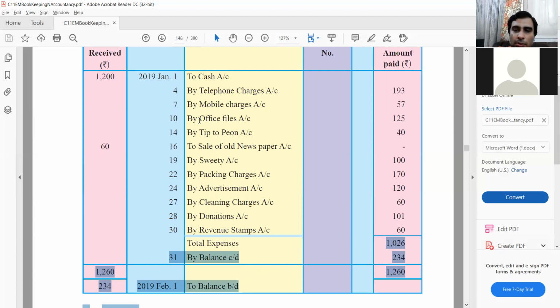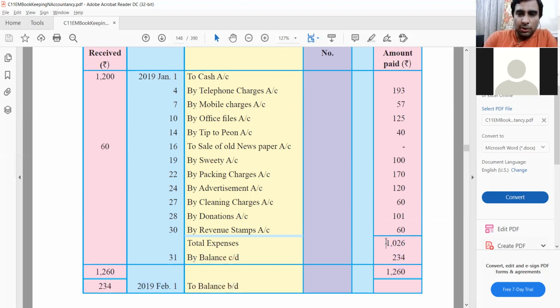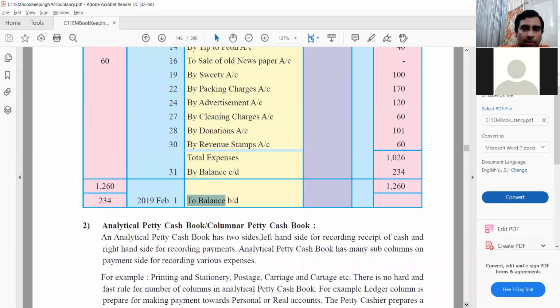Yes, yes, sir. Okay. So on the last day of the month, you will total the right hand side. And since this is real cash, this amount will always be smaller. The right hand side, that is the total expenses, will always be smaller than the total cash received, right? Because you cannot have negative cash balance. So the closing balance, so by balance carried forward, and first day of the next month, to balance brought forward. So that is fairly simple. You have to remember the format, and basis this format, you can go ahead and do the entries.